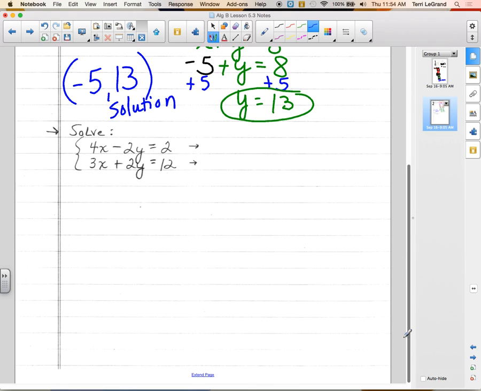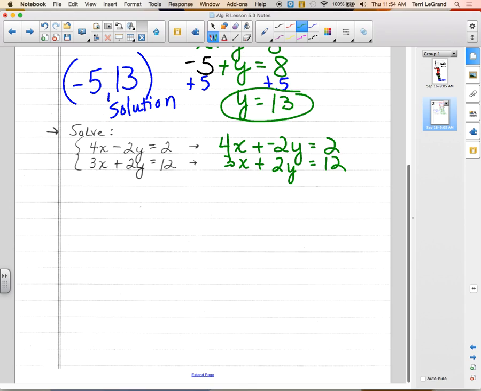Okay? So how are you feeling about it? First I want you to rename getting rid of subtraction. So 4x plus -2y equals 2. And 3x plus 2y equals 12. That one doesn't have a subtraction. Okay?